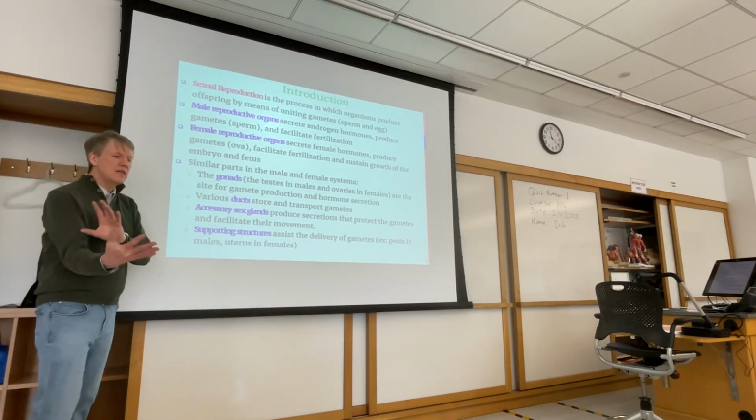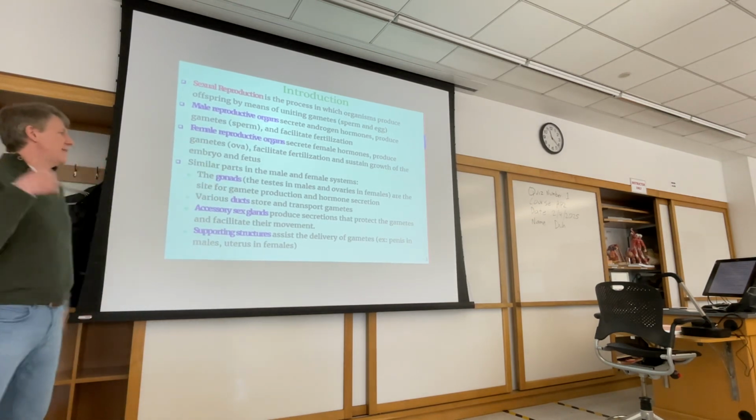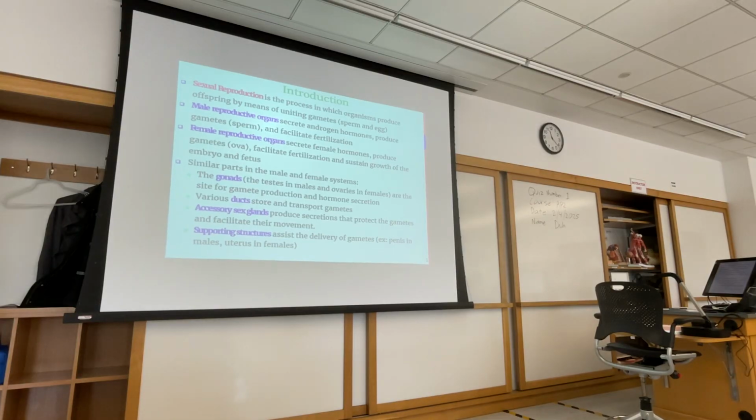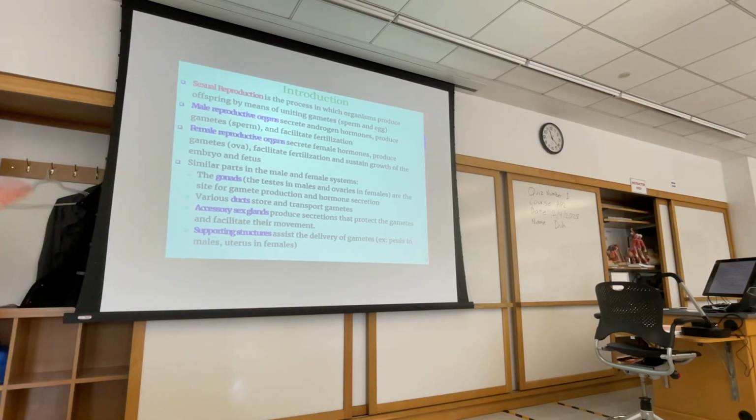When we cover each system, we're going to go in the same format. We're going to start by talking about the gonads. That's where the sperm and eggs are made. Obviously it's the testes in males, the ovaries in females. That's also where the hormones are secreted. Then we'll go on and talk about the ducts. Now the ducts are the passageways that the sperm and the egg have to travel through.